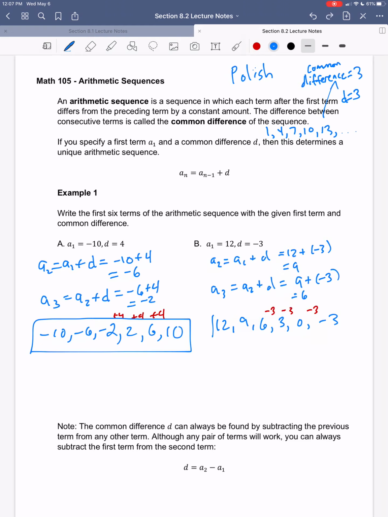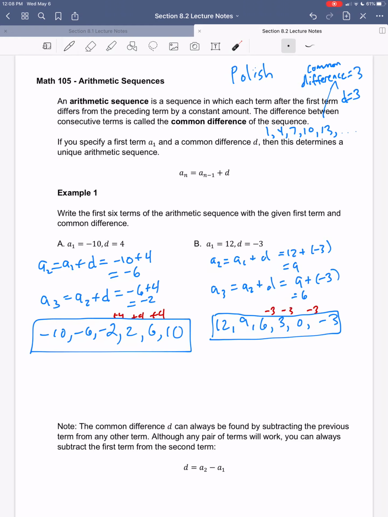Now, if you're trying to find this common difference, D, and you know the terms of the sequence, we can always find D by subtracting the previous term from any other term. So, like, if I want my common difference here, if I've got 6, I just subtract 2 from it. So I pick a term and then the previous term and subtract. 6 minus 2 is this 4. 10 minus 6 is 4.